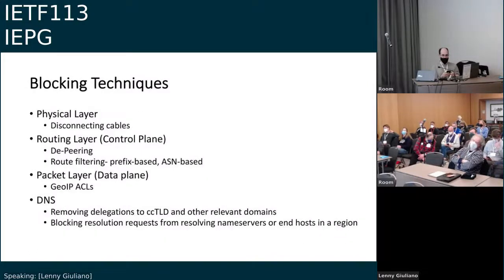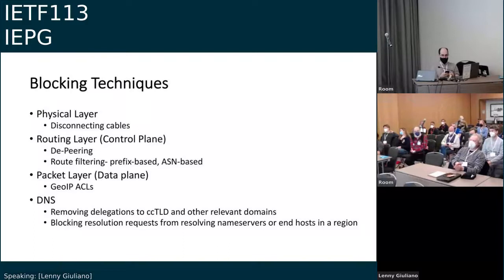All right, so the meat of the document. What's actually in this document? We start at the physical layer and work our way up. Again, nothing groundbreaking here. What would happen if you disconnected cables? And then we move on to the routing layer, control plane: what it would look like to de-peer someone, and what would be the results of that. There's route filtering based on prefix or ASN. There's data plane filtering, things like GeoIP and access control lists.